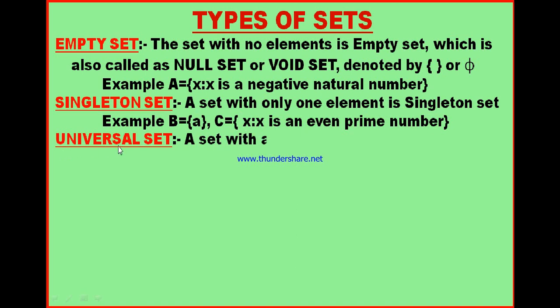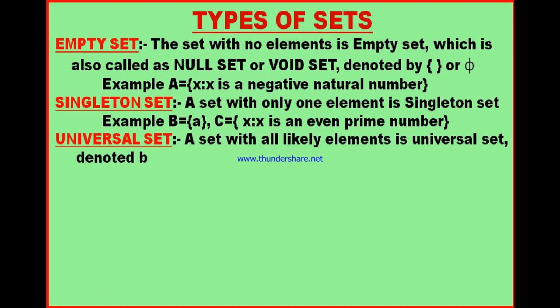And the third one is universal set. A set with all likely elements is called a universal set. This universal set is represented by U or mu. These two are used to represent a universal set.